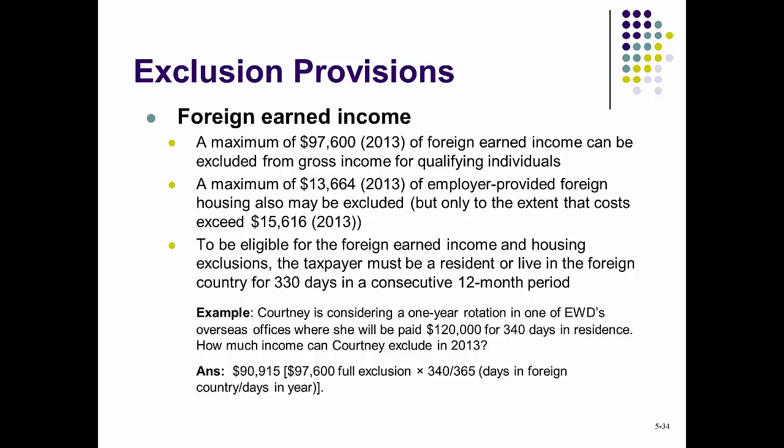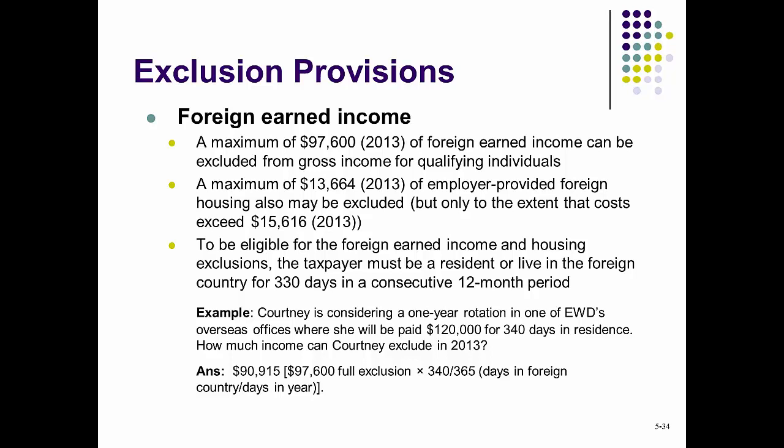To qualify for the foreign earned income tax exclusion, one must first be considered a resident of the foreign country, and second, live in the foreign country for 330 days in a 12-month period. In this example, Courtney is considering a 1-year rotation in one of the EWD's overseas offices where she will be paid $120,000 for 340 days in residence. How much income can Courtney exclude in 2013?